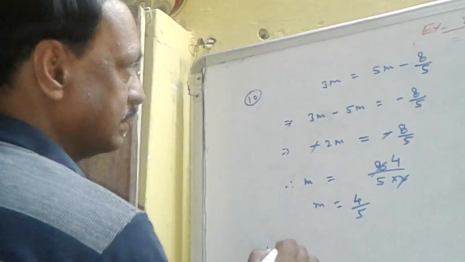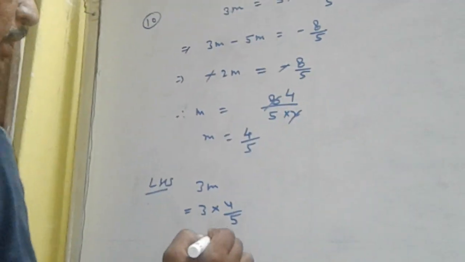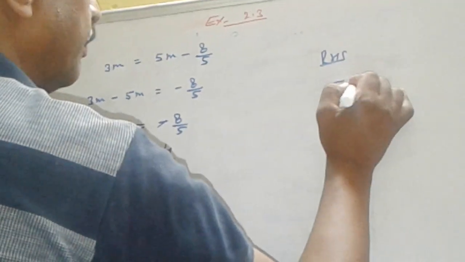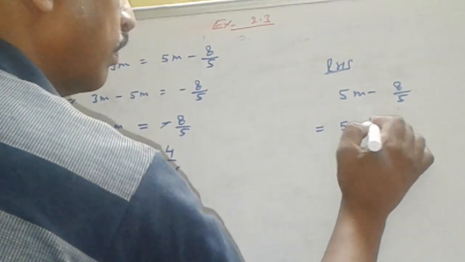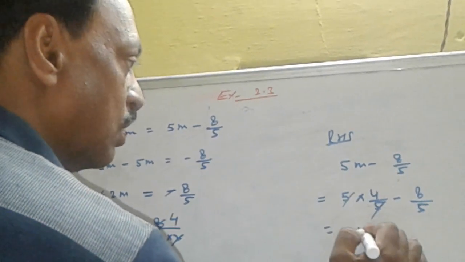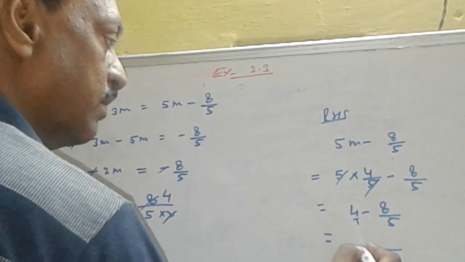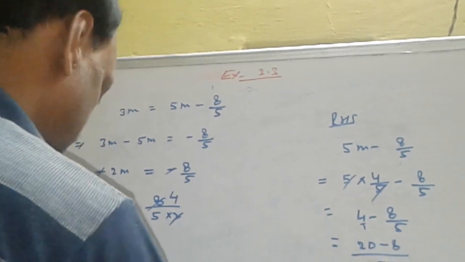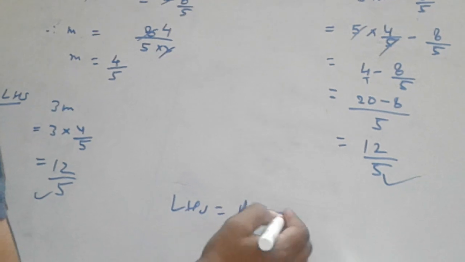In the LHS, 3m. So 3 into 4 by 5, 12 by 5. In the right side, 5m minus 8 by 5. So 5 into 4 by 5 minus 8 by 5. 5 and 5 are cancelled. 4 minus 8 by 5. Now we have to take the LCM. 5 times 4 is 20, 20 minus 8. It is 12 by 5. Just check. 12 by 5, 12 by 5 are equal. So LHS equal to RHS.